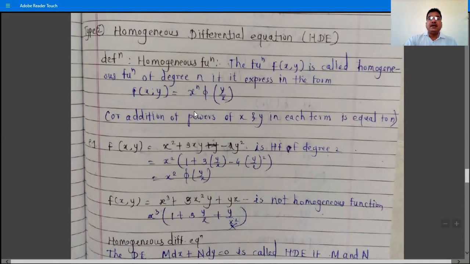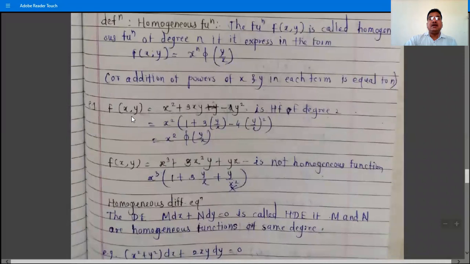Or we can define this homogeneous function in a simple manner: the function f(x, y) is called a homogeneous function if the addition of powers of x and y in each term is equal, and is equal to n. Then we say the function is a homogeneous function of degree n.